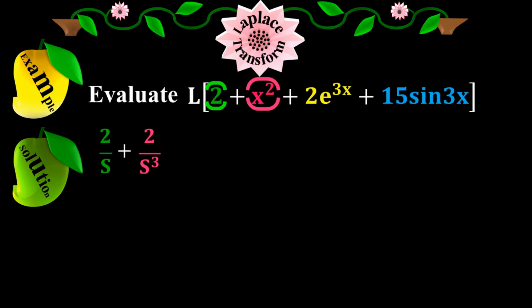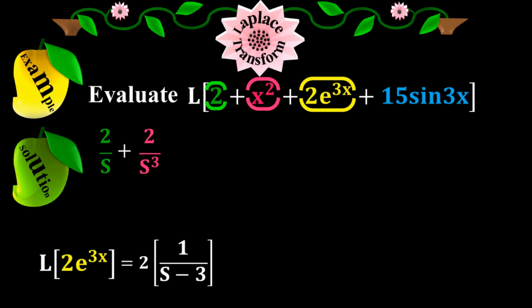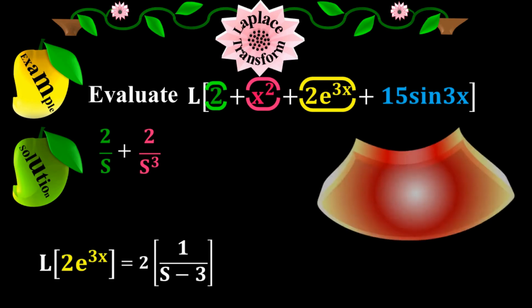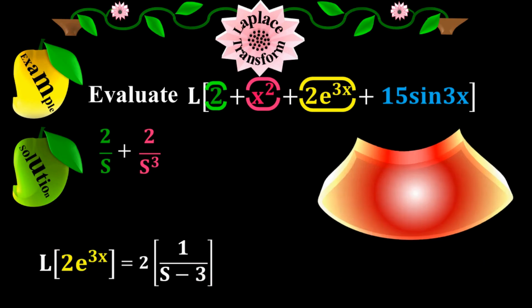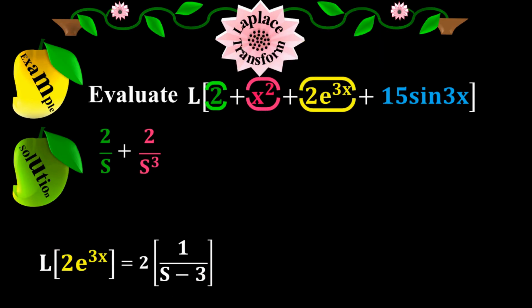Now I'm going to take the exponential function 2 times e to the 3x. Laplace of 2 times e to the 3x equals 2 times 1 over s minus 3. I applied the second elementary condition here, which is Laplace of e to the ax equals 1 over s minus a. My constant a is 3 here. So the value for 2 times e to the 3x is 2 times 1 over s minus 3. Just put it here: plus 2 times 1 over s minus 3.